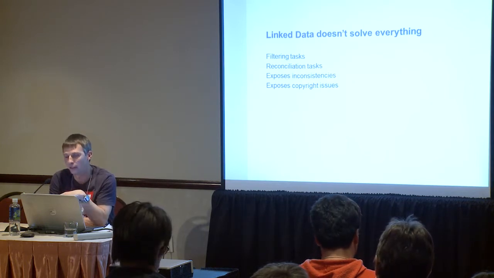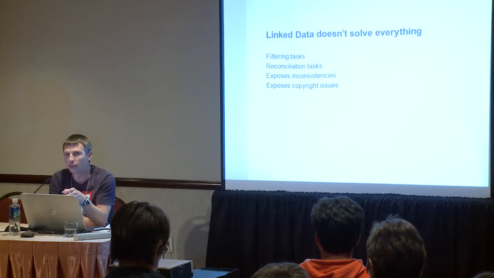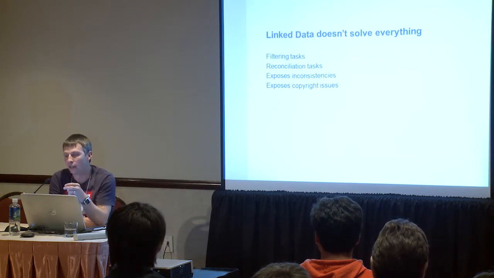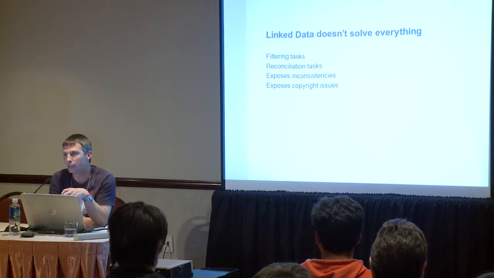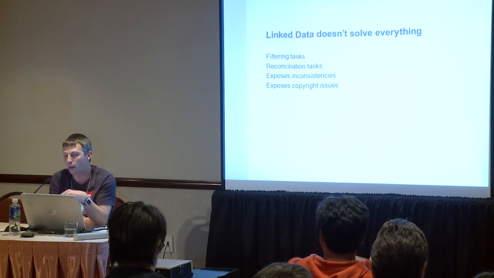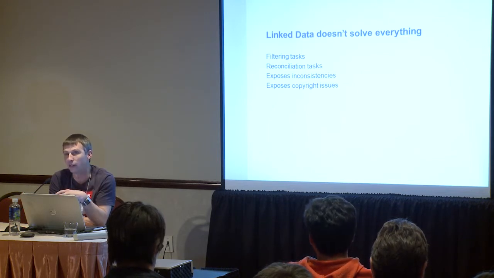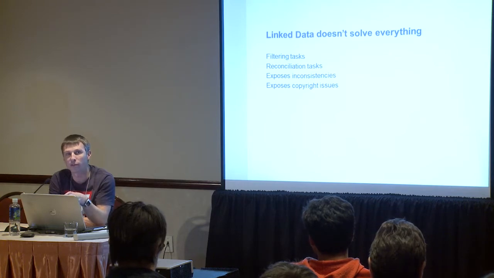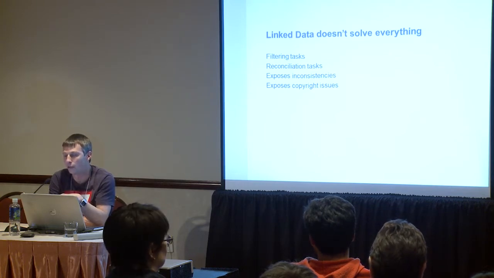the underlying data. Examples of the sort of things that you'll have to do are filtering tasks. It's certainly the case that not every object that is held in a collections management system is necessarily ready for public consumption online, and so there needs to be this filtering both at the item level and also the field level, so that you're not exposing all of the curators' notes about things that they don't want to make public. There's a reconciliation task.